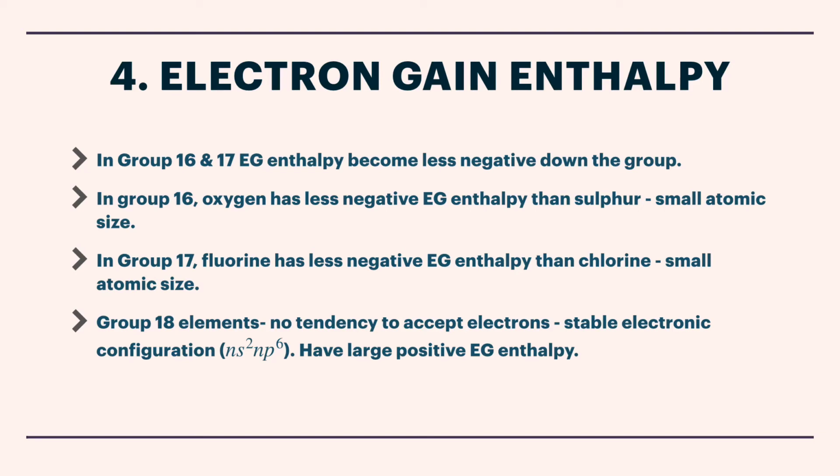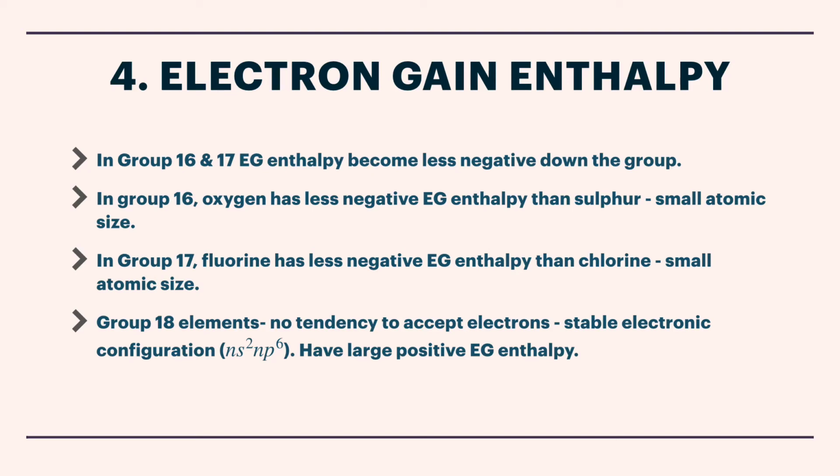But over here in group 16, oxygen has less negative electron gain enthalpy as compared to sulfur. The reason behind that is the small atomic size. Similarly, in group 17, fluorine has less negative electron gain enthalpy than chlorine. Why? Because of the small atomic size.